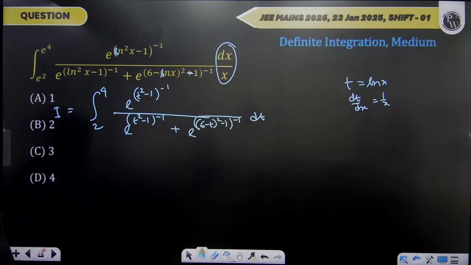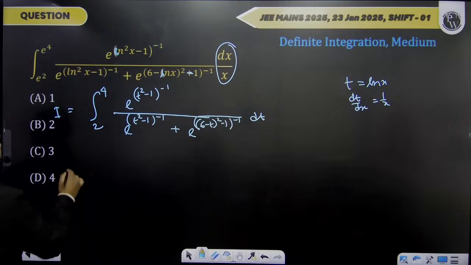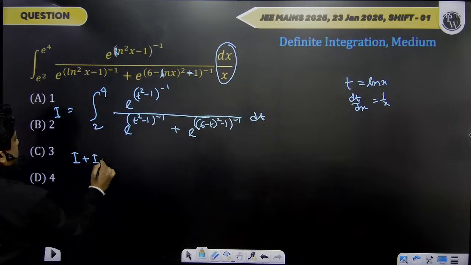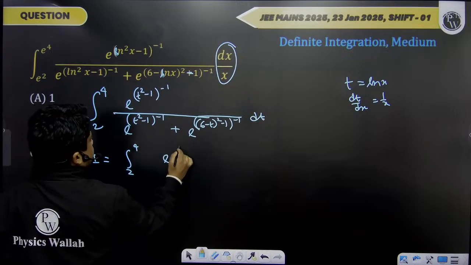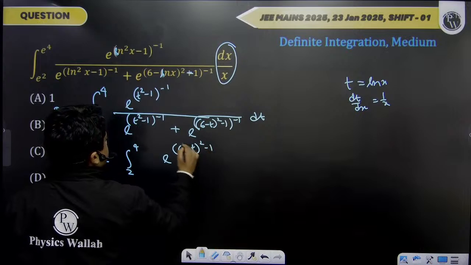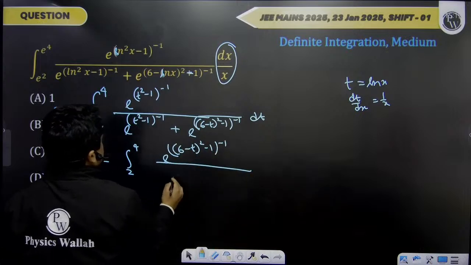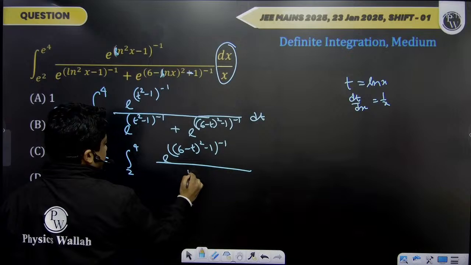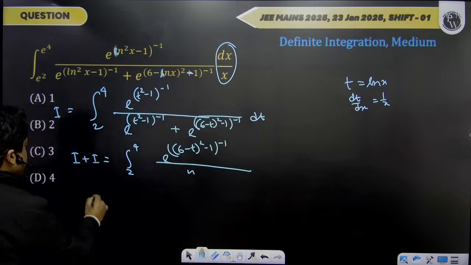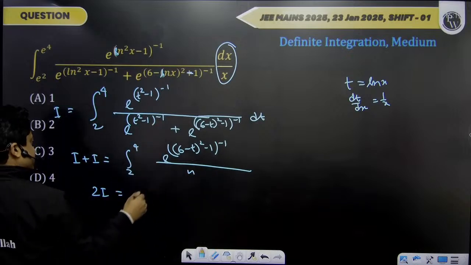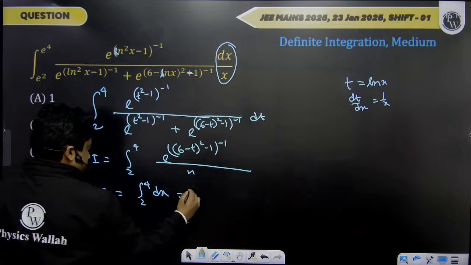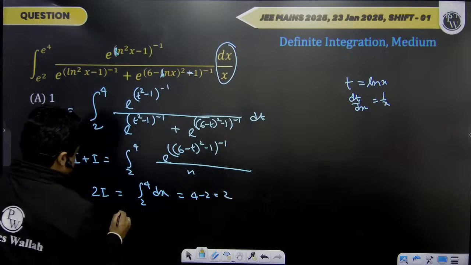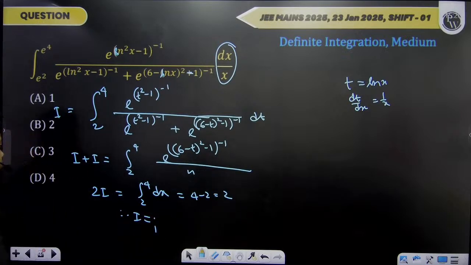Then we'll take the King's law. When I plus I, 2I will be equal to what? 2 to 4. This will be same as e power of 6 minus t the whole square minus 1 whole power minus 1 upon the same denominator. Okay, so 2I, if we add, will be 2 to 4 dx, which is 4 minus 2, which is 2. So therefore I will be equal to what? I will be equal to 1.